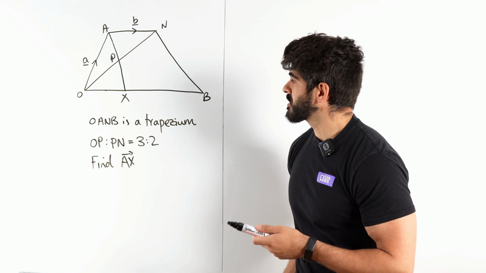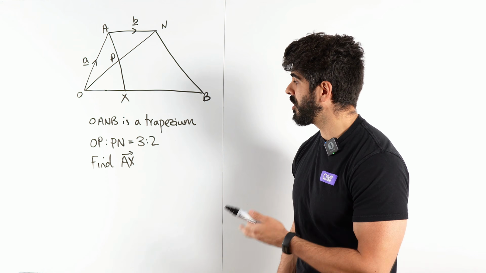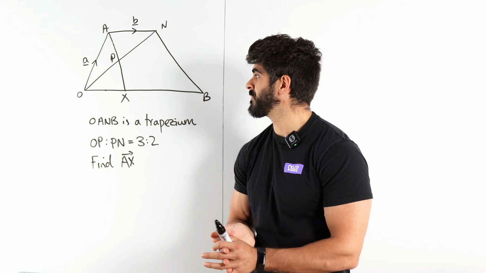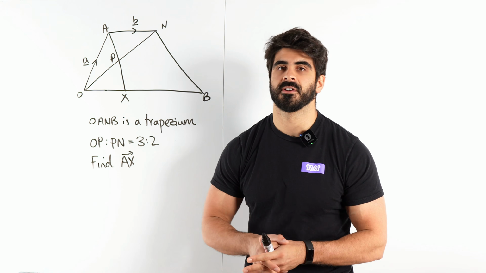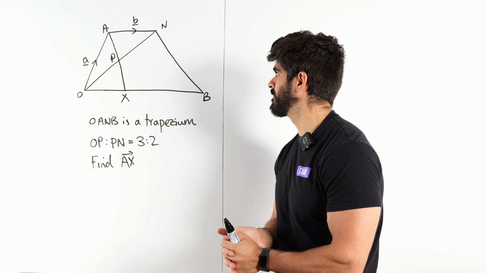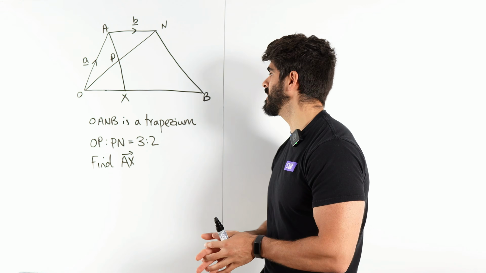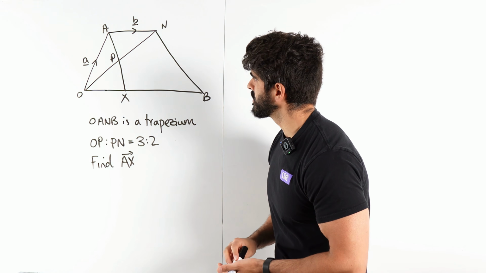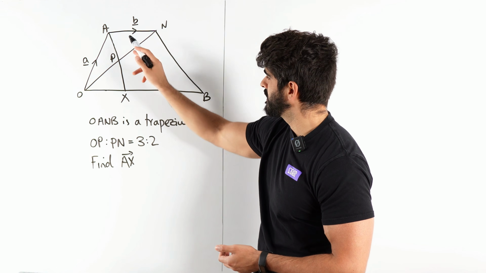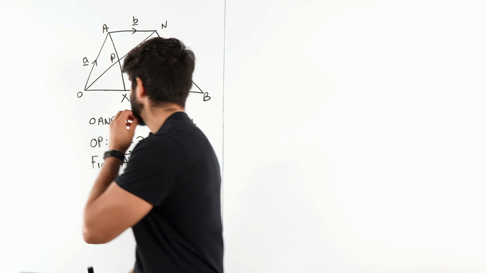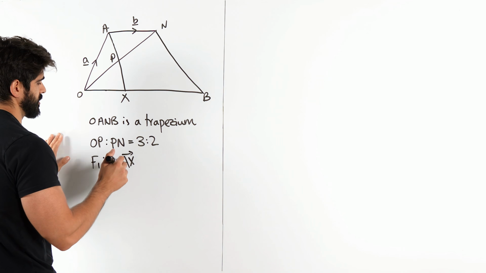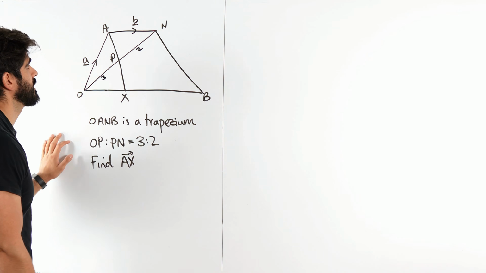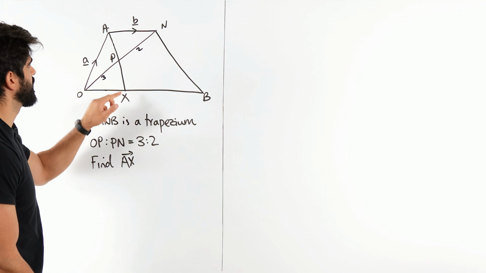So this right here looks like a crazy vectors question asked at GCSE. Whenever you see two lines crossing each other, I'm not going to say panic, but just know you're in for a bit of algebra. Okay, so it says that here we have a trapezium, we have these diagonals intersecting at P, we have the vectors A and B, and it says the ratio of OP to PN is 3 to 2, find the vector AX. Okay, so this is 3 and this is 2. Given that, how do you go from A to X?